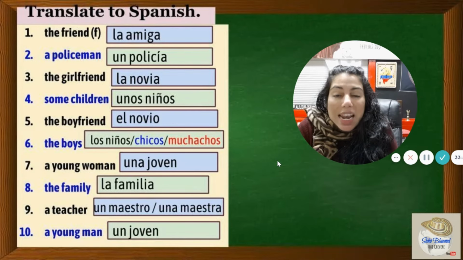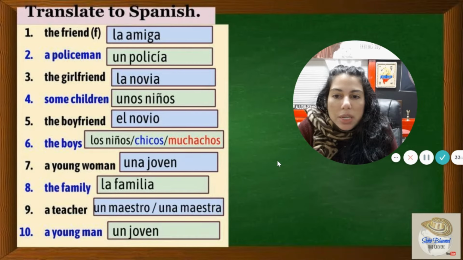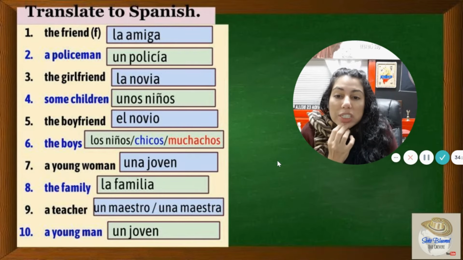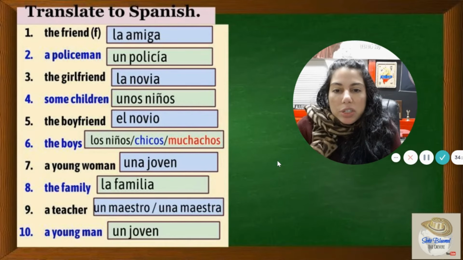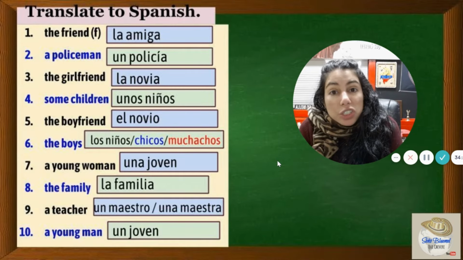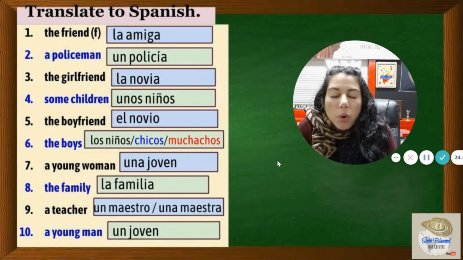The girlfriend, la novia. Some children, unos niños. The boyfriend, el novio. The boys, los chicos, or los niños, or los muchachos. So like I explained earlier, all those three words mean boys, but remember niños is more like children. A young woman is una joven, and then a young man is un joven.